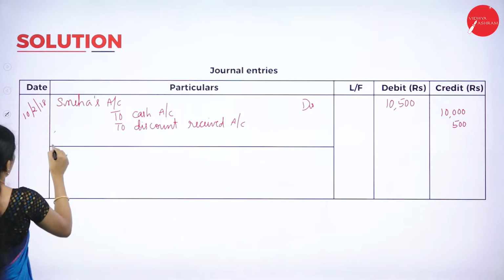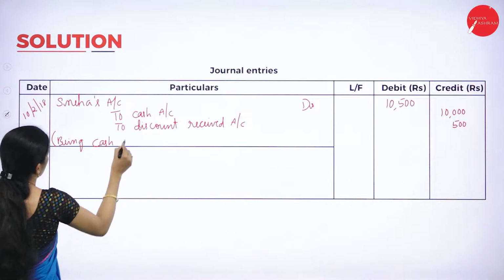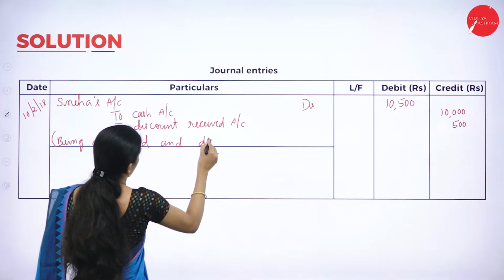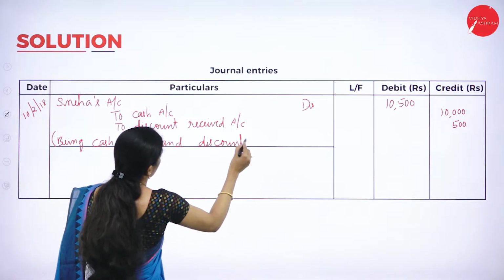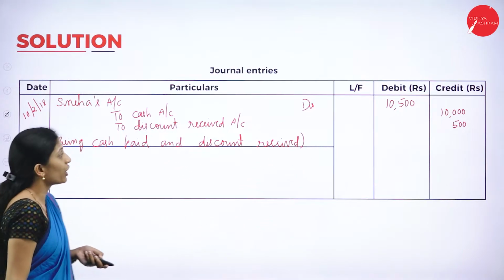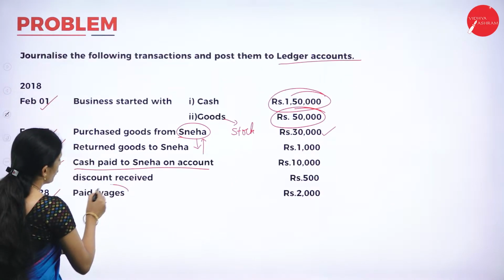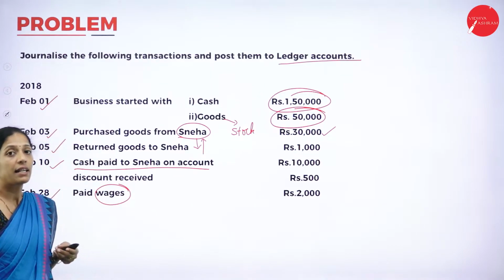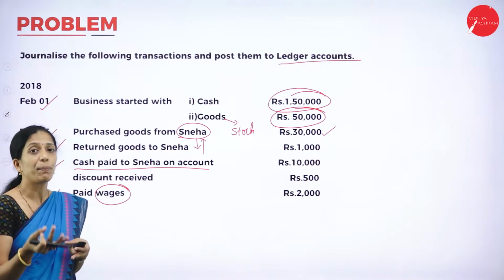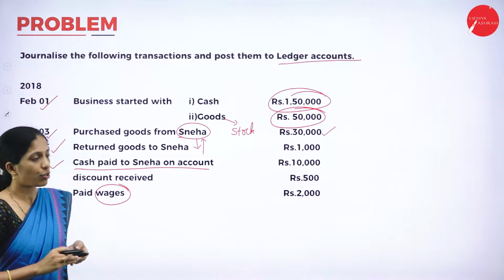Now how can you write the narration? Being cash paid and discount received. Now moving on to the next entry, that is paid wages. So wages is an expense. So our golden rule tells that debit all expenses or losses. So wages account debit. Now when we pay wages, what goes from us? Cash. So your entry will be wages account debit to cash account.